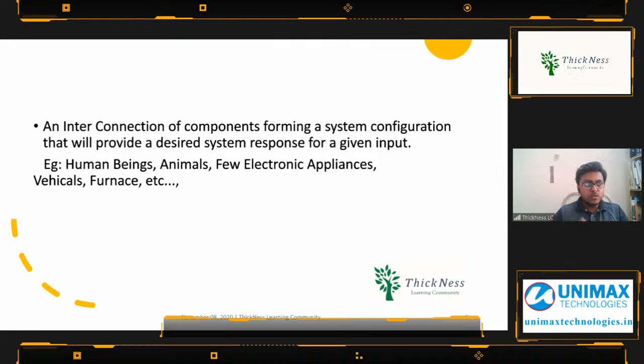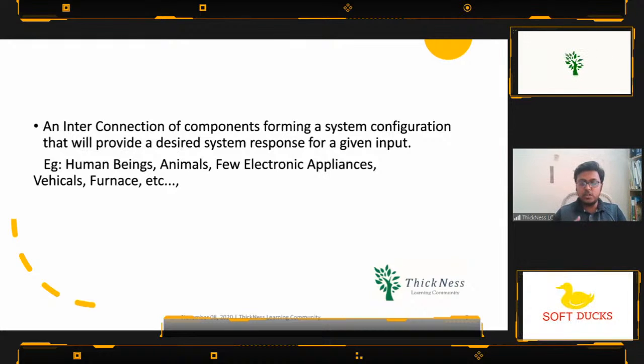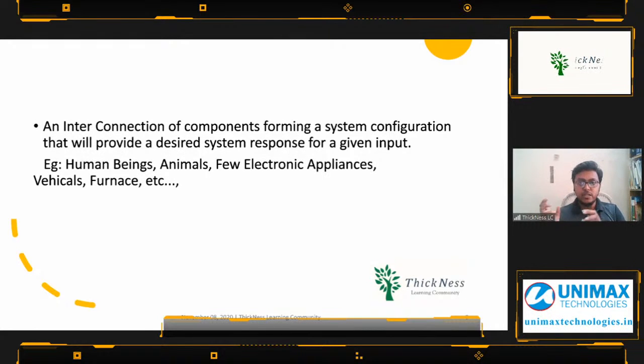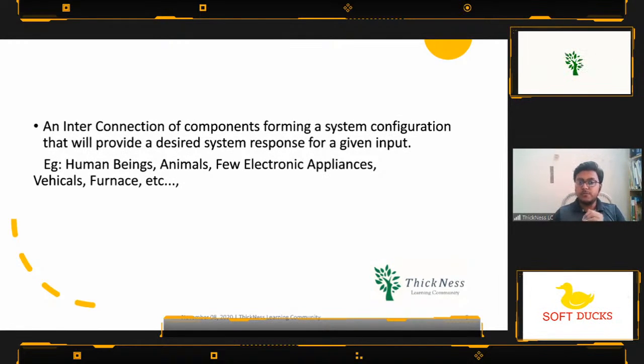Now an interconnection of components, the interconnection between your brain, the mixie, and the hands and eyes, that is the controller, the system, and the sensors, forming a system configuration that will provide a desired system response for a given input. Well, the input given is the coconut. With these three components interconnecting and forming a system configuration, you will get the desired output as the shapings according to the type of the food you want to make. The best examples for these are human beings, ourselves, animals, a few electronic appliances, vehicles, furnace, etc.